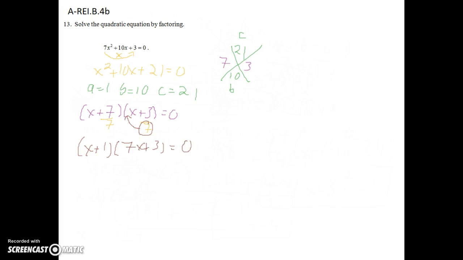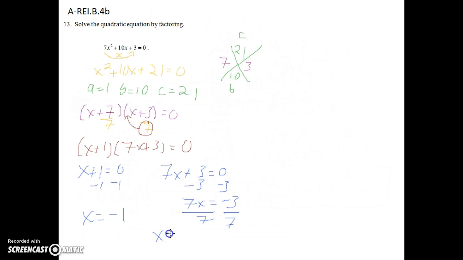But since we want to solve, we have to figure out what those x's actually are. So x plus 1 equals 0. 7x plus 3 equals 0. So over here we subtract 1. We get x is negative 1. Over here we subtract 3. Since we still have 7x, we divide both sides by 7. And we get x equals negative 3 over 7. And then we have our two answers.